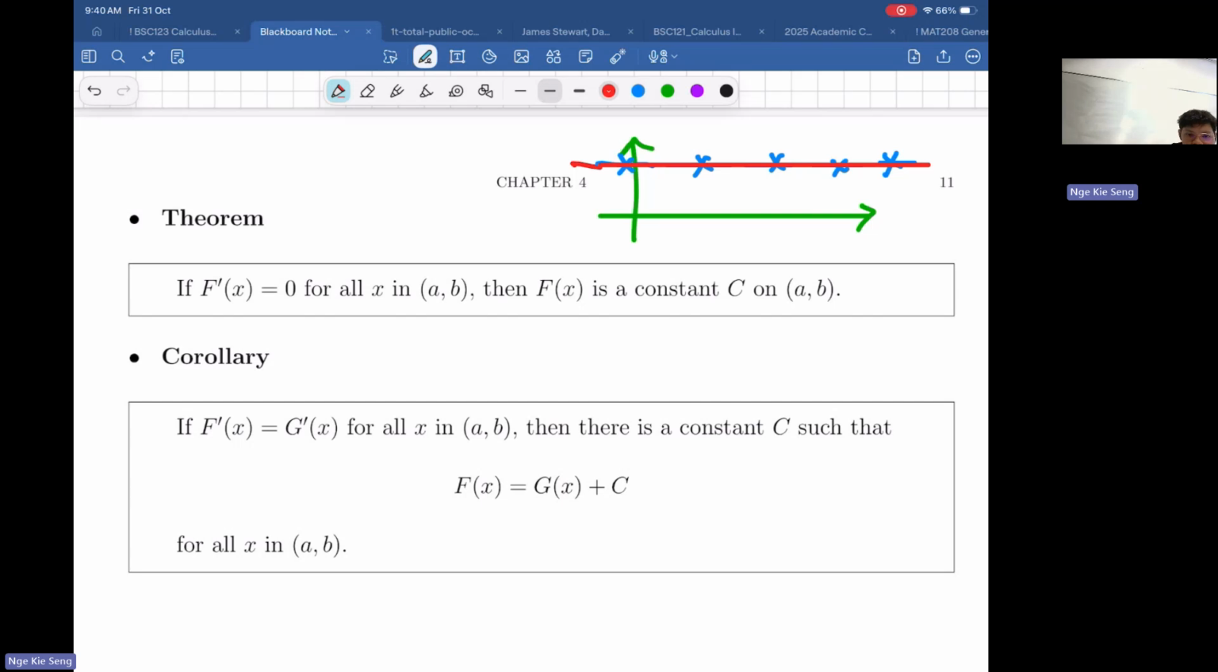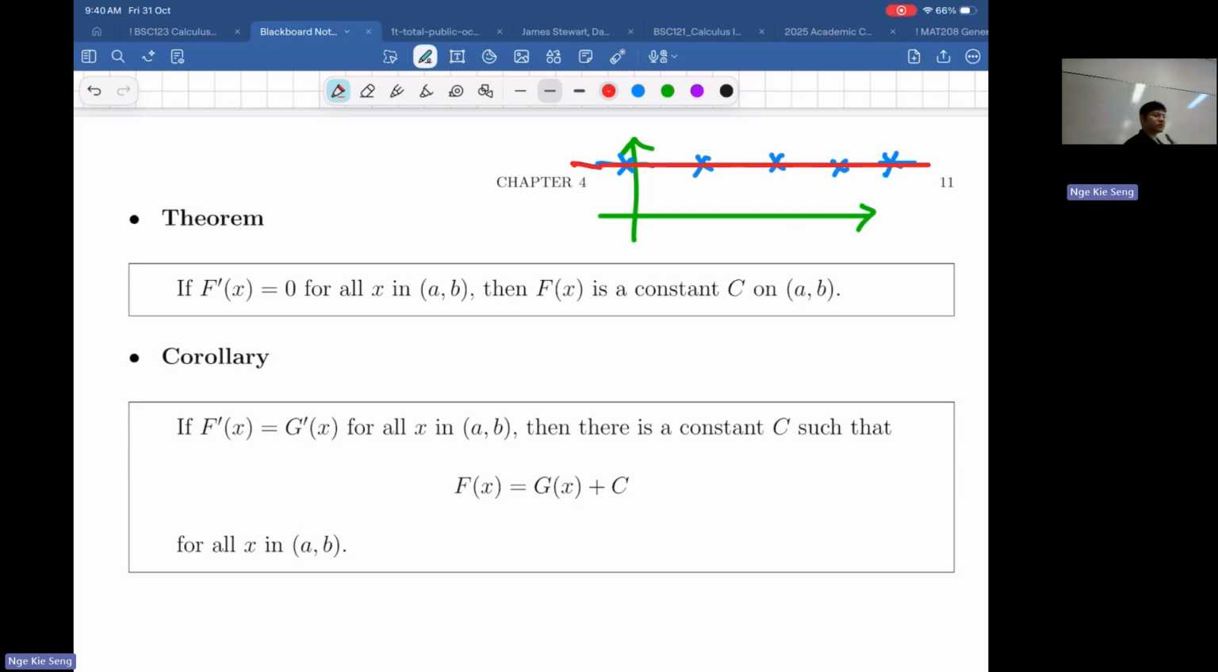We won't prove this. I will put the proof inside the notes if you want to see, but if not, you just understand it. The corollary is: if you have two functions that have the same derivative, meaning the way their tangent lines slant is the same, then they just differ by a constant.